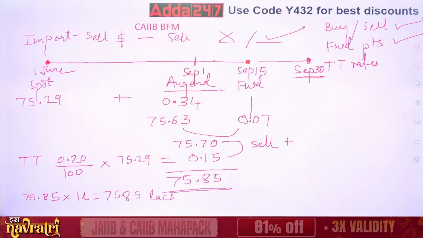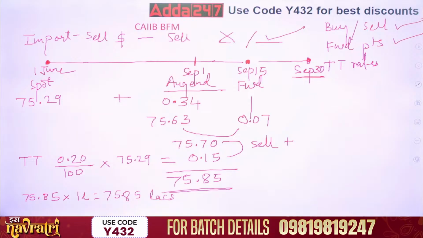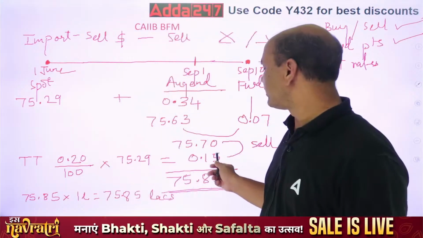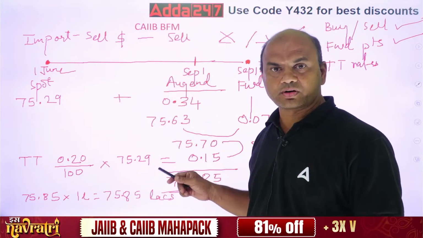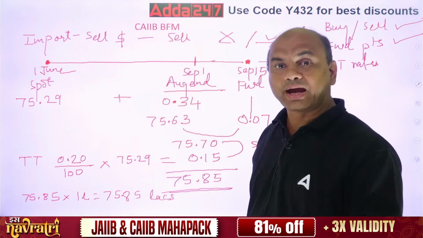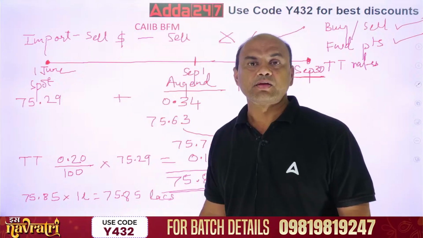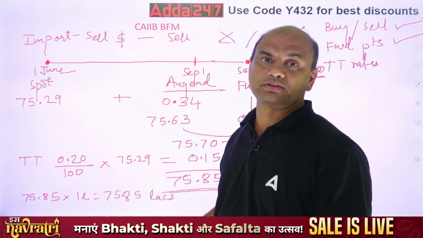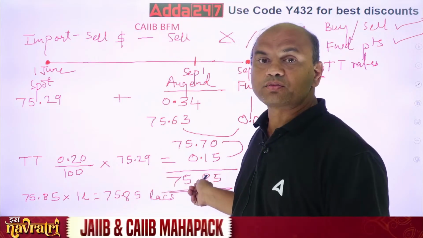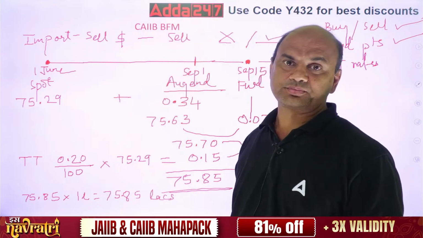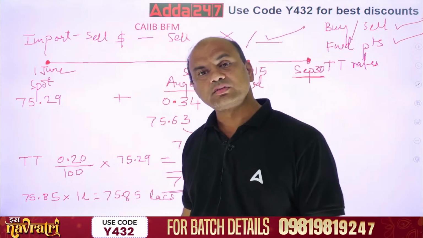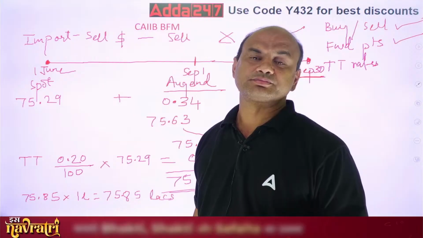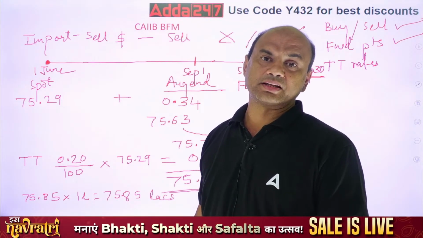All of you should try this. Okay? So, 0.15, right? Got it? Now, what will you do with this 0.15? Will you add or subtract? Whenever you are selling anything, you have to add the TT margin. Okay? Why add? While selling, why do we add? And while buying, we subtract it. Why do we add it while selling?